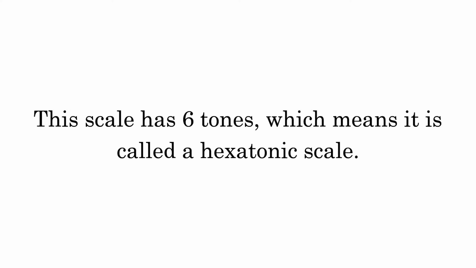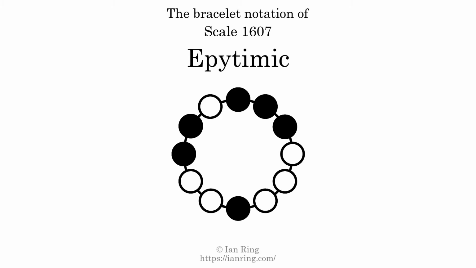This scale has 6 tones, which means it is called a hexatonic scale. This is a bracelet notation diagram of scale 1607. The shaded circles represent tones that appear in the scale, and they are read clockwise, starting at the top.